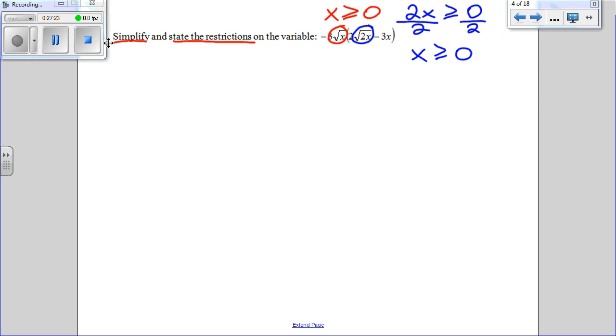Alright. That's how you state a restriction. You take whatever's under the root sign, make it greater than or equal to 0. That's all you have to do.